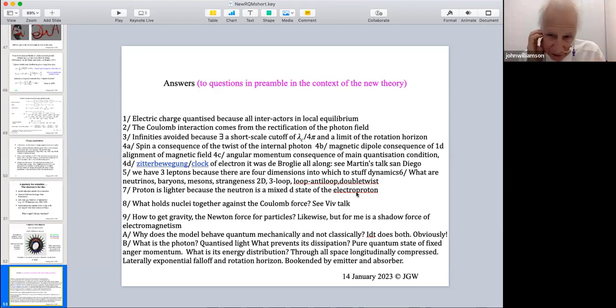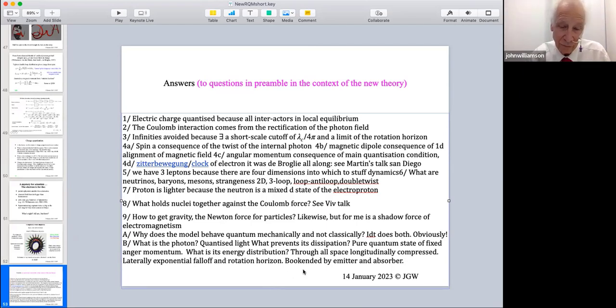What's its energy distribution? What are we talking about? The photon I've given a wave function for. It's quantized light. What prevents its dissipation is it's really only at one point in space-time. There is nowhere for it to dissipate. It's a pure quantum state of fixed angular momentum.